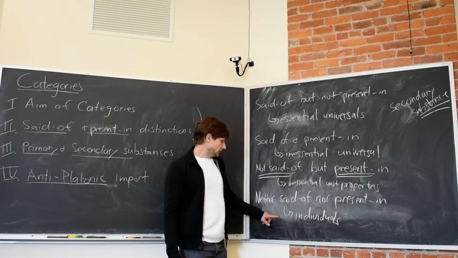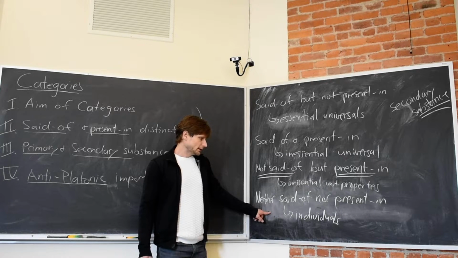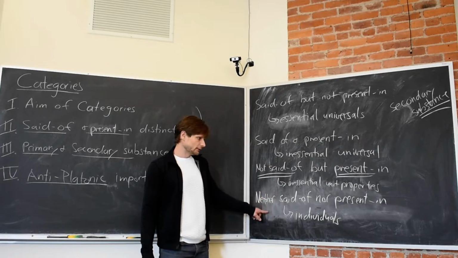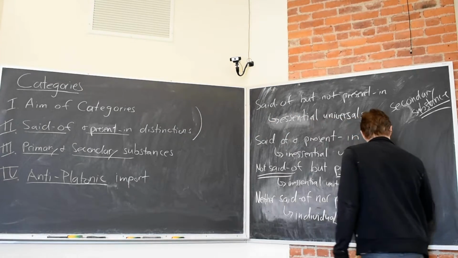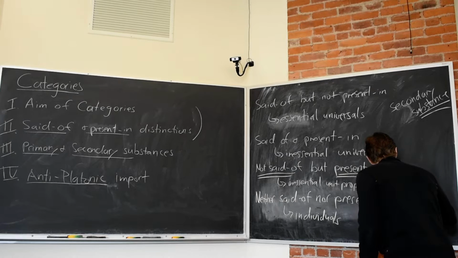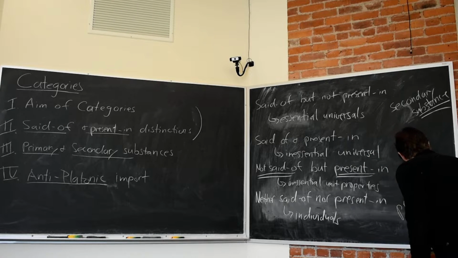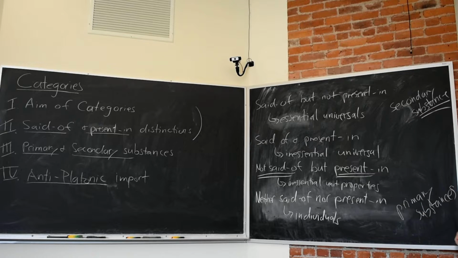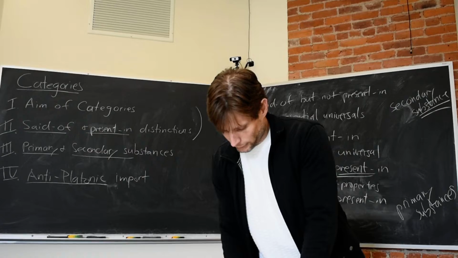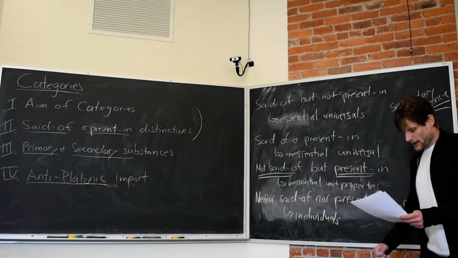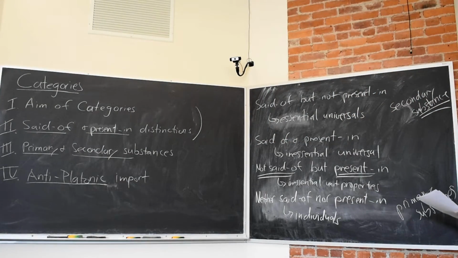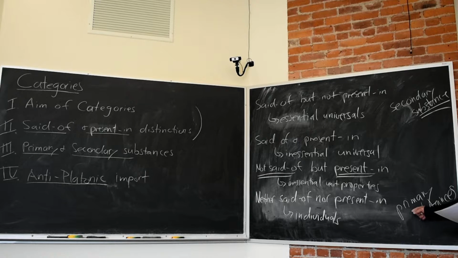So these entities that are neither said of nor present in anything else, are not predicated of anything at all, are the things that Aristotle calls primary substances. And he says in the Categories, I'll just give it to you in his own terms here: what is called substance most fully, primarily, and most of all, is what is neither said of nor in the subject. That is to say, the concrete particulars that we have down here. These are the primary substances.